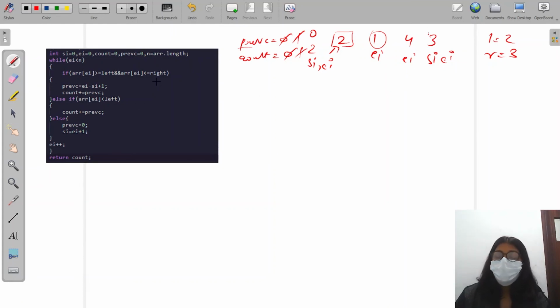So I'm going to calculate previous count again, which is equal to EI minus SI plus 1. So 3 minus 3 plus 1, which is equal to 1. Previous count is 1 again. Then I add my previous count to my count, which is 2 plus 1, which is equal to 3 now. My count is 3. When I increase e plus plus, my e reaches here, which is equal to my n. So this loop terminates and I return my count.